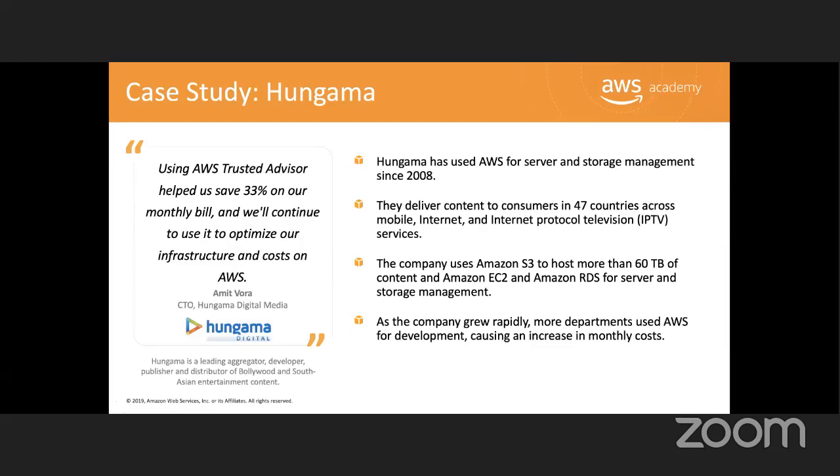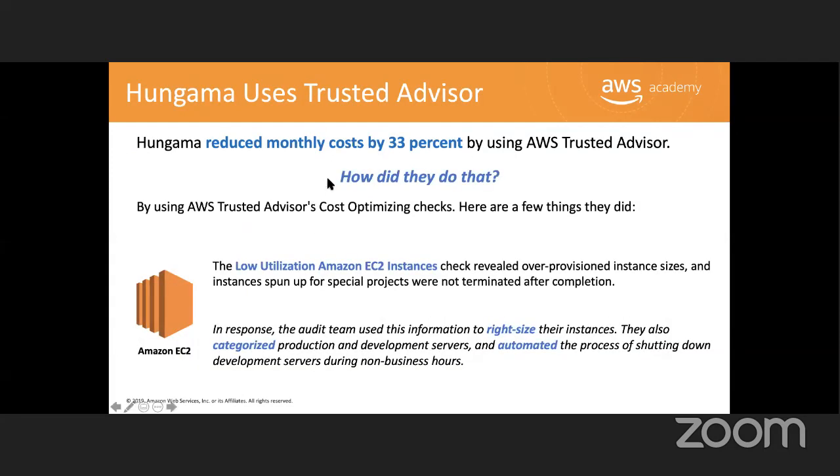Maybe they were over provisioned. Maybe they were using services that they did not need, or maybe they were running instances that they were not using. So they had to use Trusted Advisor, right? When they used Trusted Advisor, they saved 33% of the monthly cost. So how did they do that? They used Trusted Advisor cost optimizing checks.